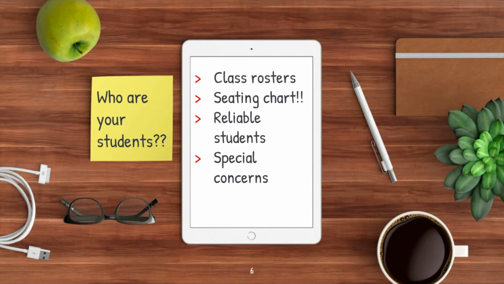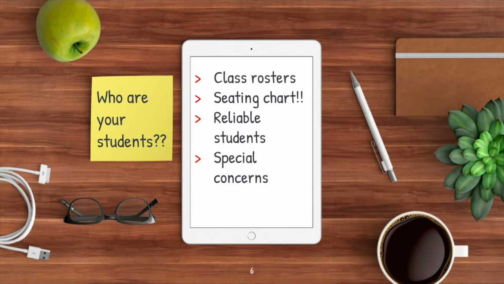Write down reliable students for each class period. I would suggest having at least 2, because the one may be absent on the same day that you were absent. So a couple of students that you can trust to give accurate answers.